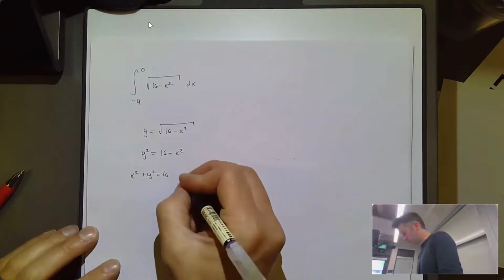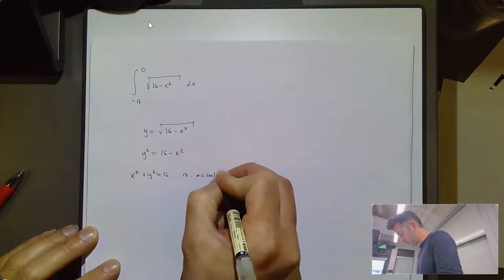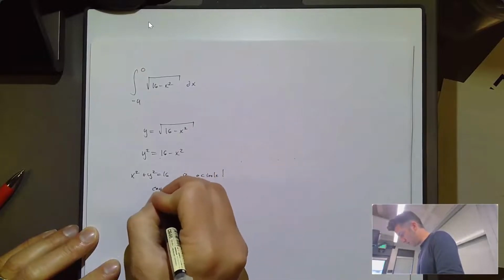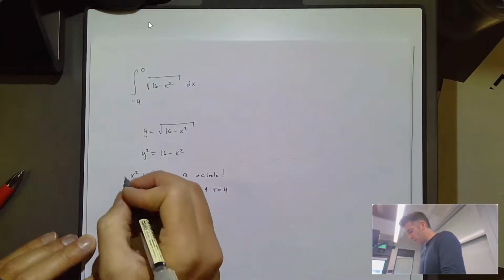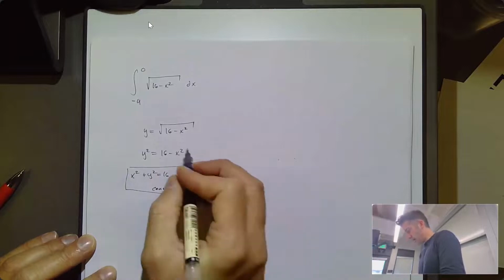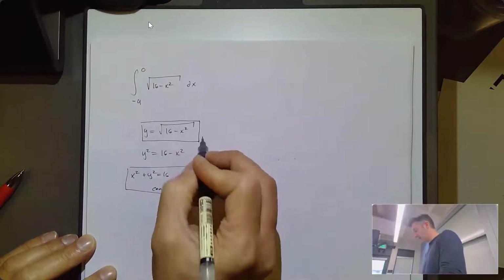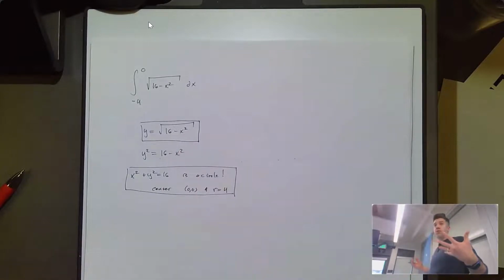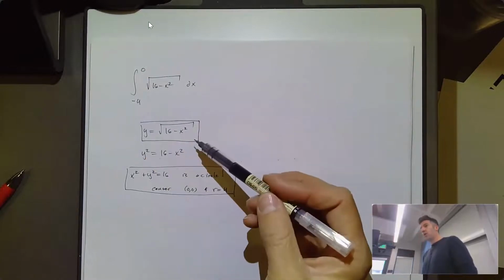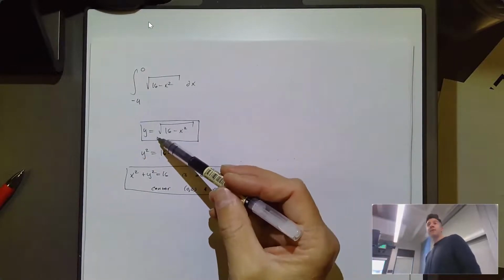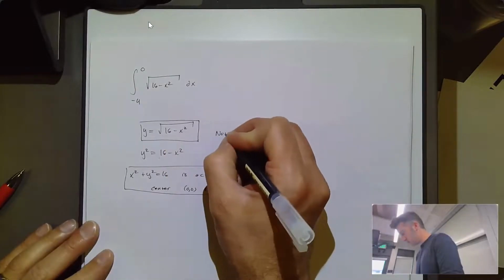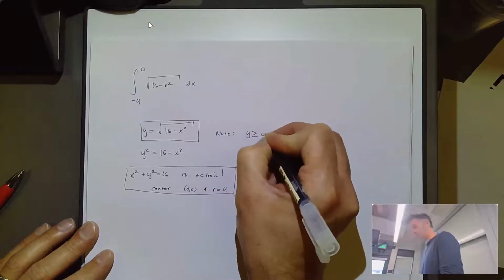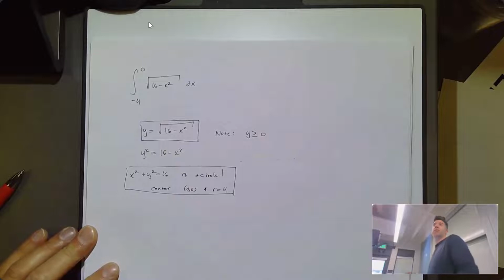Now, the only difference between this, where the center is 0, 0, and the radius is 4, the only difference between this and this is that in this second equation, you get the full circle. X and y can both be positive or negative. But in this first expression here, you only get the top half of the circle because y can't be negative if y is equal to the square root of something. So here we have to note that y is greater than or equal to 0. So we only get the top half of the circle, or the semicircle.